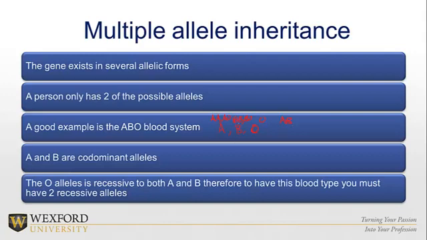So there's actually all the different phenotypes. Here's all the different alleles. But a person only has a possibility of two. So here's one possibility, here's another possibility, and so on.